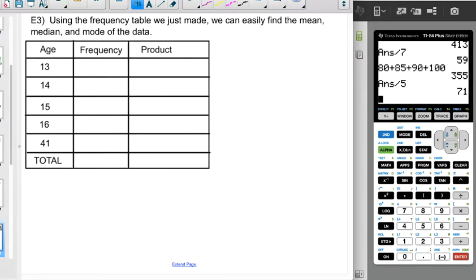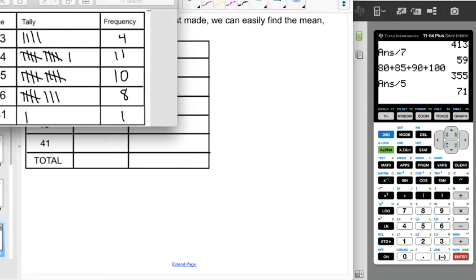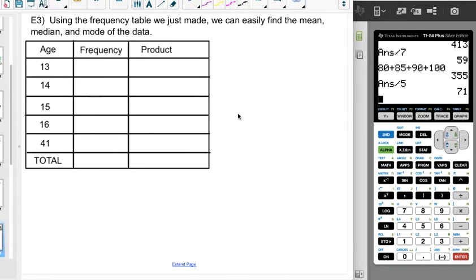Okay, so I'm just going to open this for a sec. 4, 11, 10, 8, 1. 4, 11, 10, 8, 1. So 4, 11, 10, 8, and 1. And we know there was a total of 34. Okay, so we can use this frequency table to easily find the mean, median, and mode.